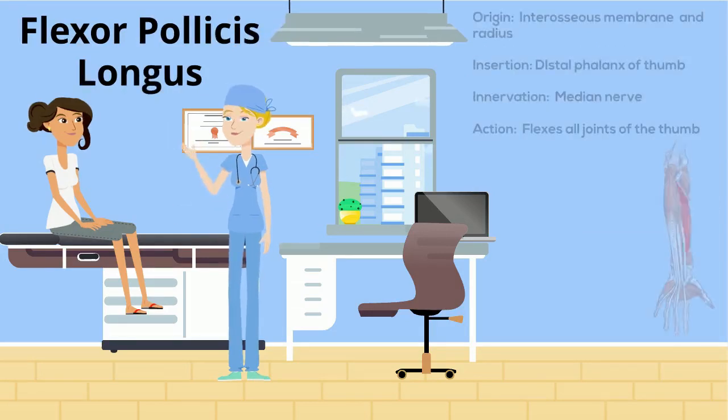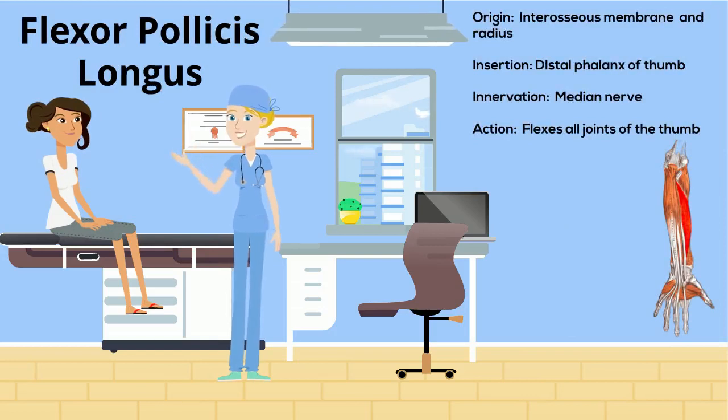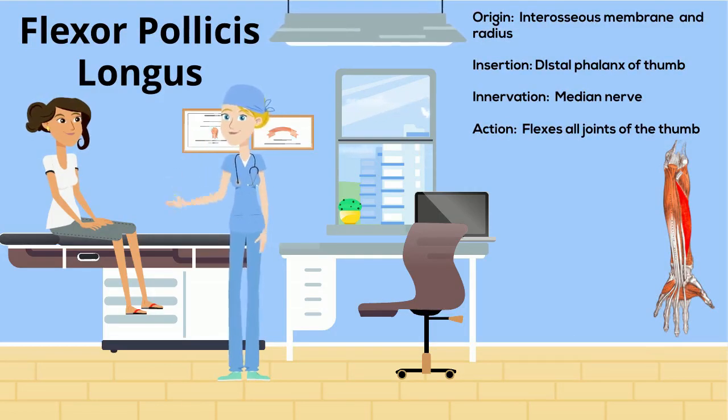Next, we have the flexor pollicis longus. The origin point is the interosseous membrane and radius. It inserts onto the distal phalanx of the thumb, also innervated by the median nerve, and its action is flexion of all the joints of the thumb.